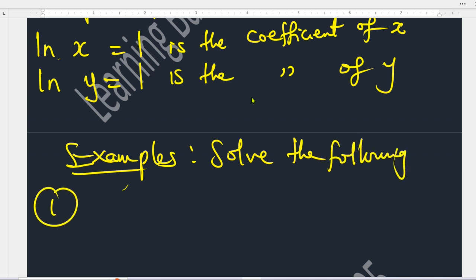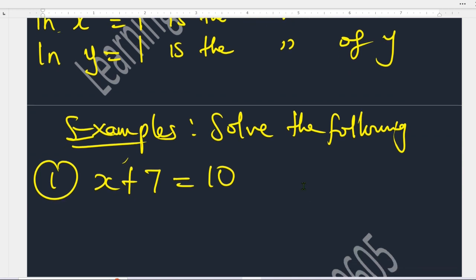All right, look at the first one. X plus 7 is equal to 10. That is, what will you add to 7 to give us 10? That's the meaning. X is the unknown. That is, something plus 7 will give us 10.